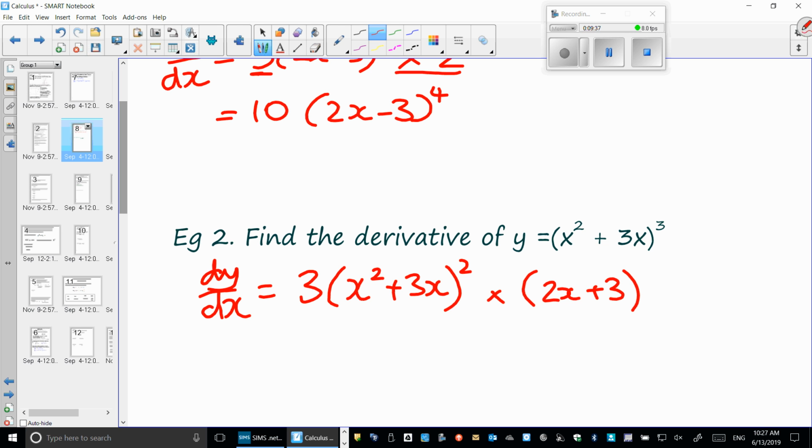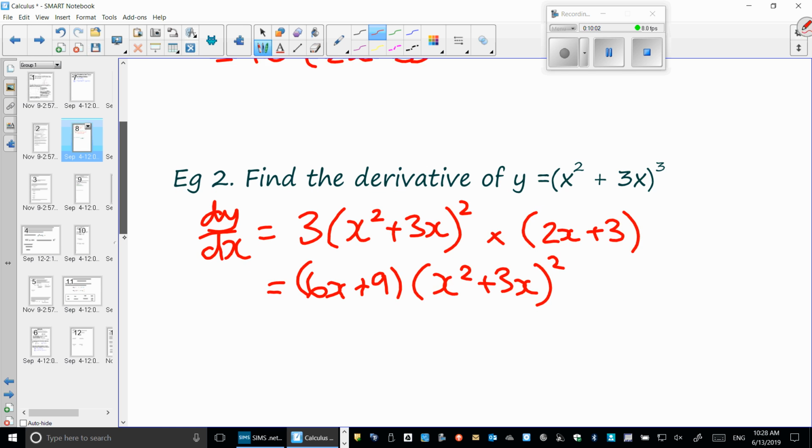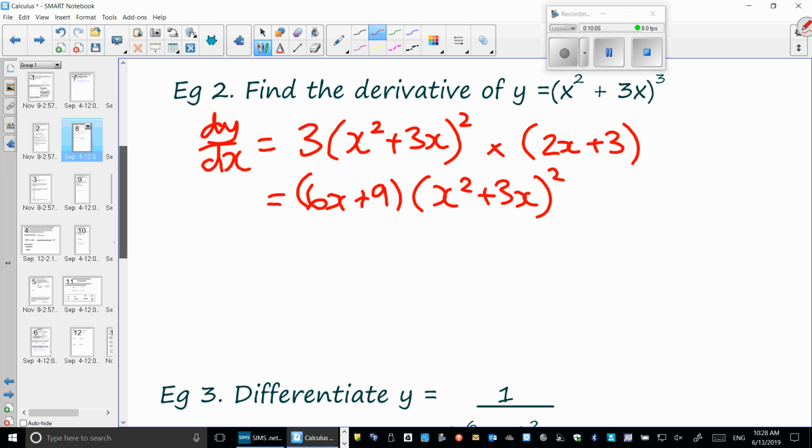And this one I would probably also expand, maybe, to 6x plus 9, but it's not super essential. I just expanded this and this, but you put it in the opposite order. I did 3 multiplied by that 2x plus 3 bracket.